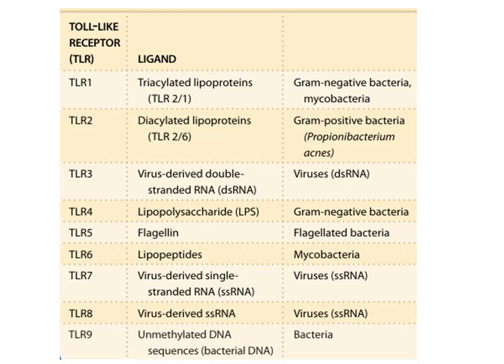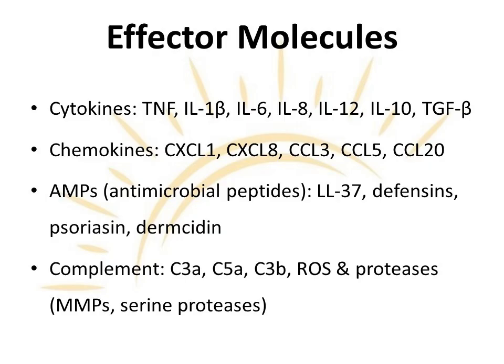PRRs detect microbes, chemical haptens, and even UV-induced damage. Activation of these receptors triggers inflammatory cytokine production, for example IL-1, TNF-alpha, IFNs, recruitment of immune cells to the site of insult, and maturation of antigen-presenting cells, like Langerhans and dendritic cells.